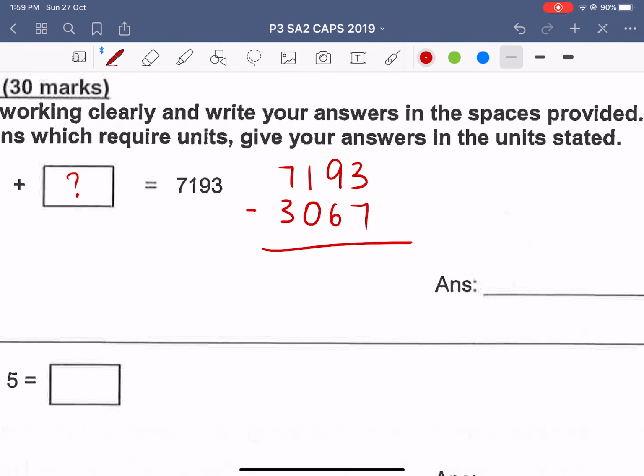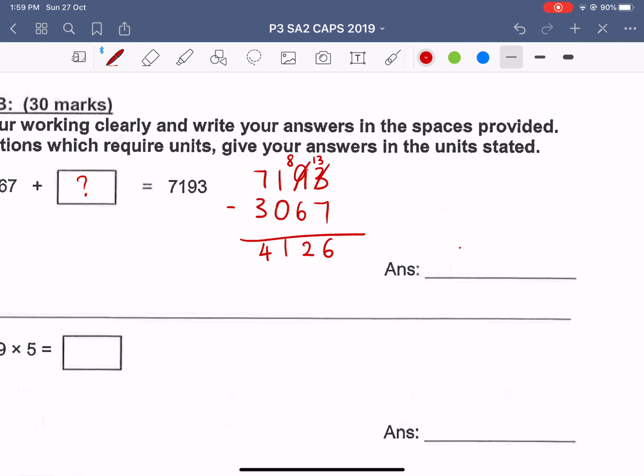So let's do our regrouping. We have 8 here, this is 13. 13 minus 7 is going to give us 6. Okay, 8 minus 6 is 2, 1 minus 0 is 1, 7 minus 3 is 4. So the answer in this case is 4, 1, 2, 6.